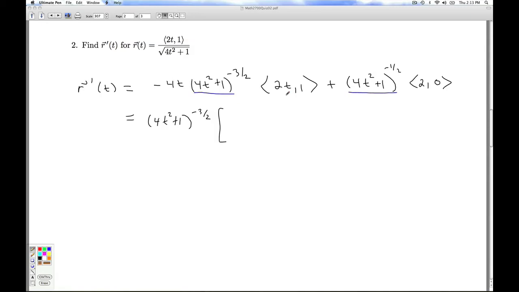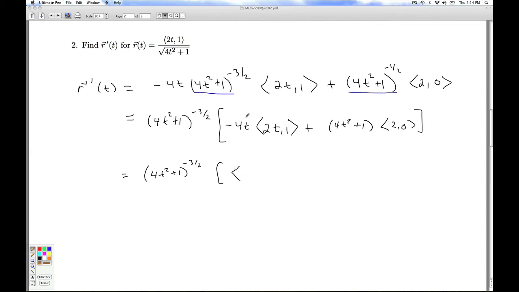So if I do that, in the first term here, I'm going to be left with the negative 4t times a vector 2t, 1 plus. When I factor it out of here, remember I'm going to be subtracting the exponents. So negative 1/2 minus a negative 3/2 gives me a positive 1. So I've got the 4t squared plus 1 to the minus 3/2. Let's see what I have going on in here. I have a negative 8t squared, negative 4t, plus 8t squared plus 2, 0. So I'm just multiplying these scalars to each of the components.